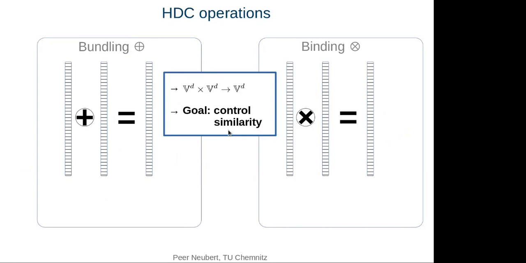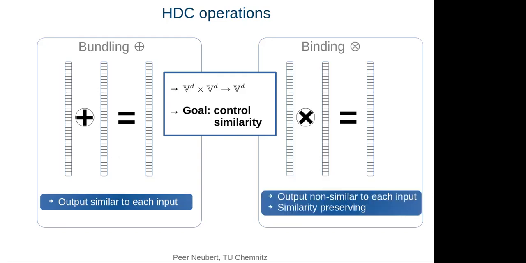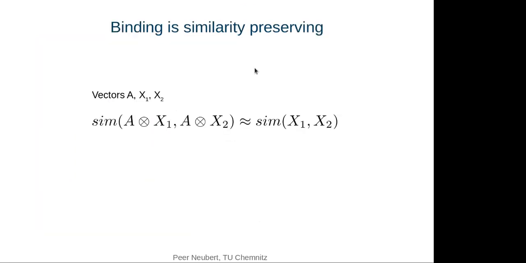And I think you can imagine that for this place recognition task or in general image descriptors, it's super important. It's the most essential thing to control the similarity between vectors. And we all know for bundling, the output is similar to each input. For binding, the output is non-similar to each input, but it's similarity preserving. So in this usual way, if we have vectors A, x1 and x2, then the similarity when binding A to x1 and A to x2 only depends on the similarity between x1 and x2.